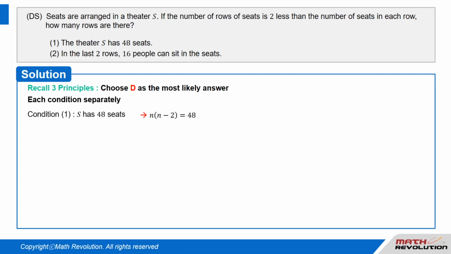Condition 1 tells us that the theater S has 48 seats. With n seats in each row and n minus 2 rows, the resulting equation is n times (n minus 2) equals 48. Distributing n through the bracket gives us n squared minus 2n equals 48, which can then be arranged to get n squared minus 2n minus 48 equals 0.